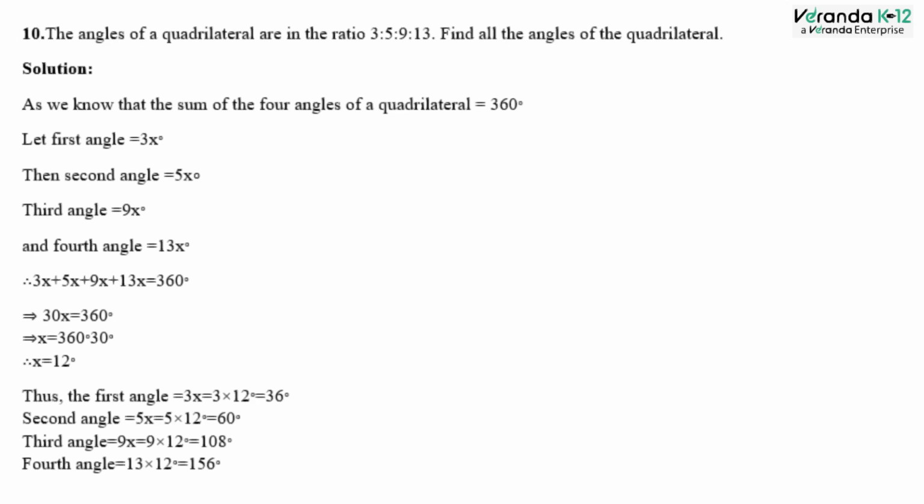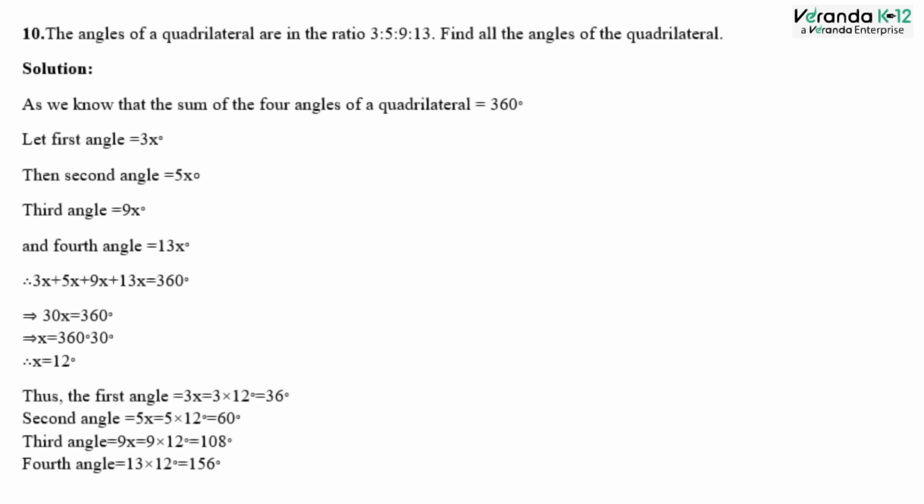To find the answer, as we know that the sum of the four angles of a quadrilateral is equal to 360 degrees, let us take the first angle as 3x degrees, second angle as 5x degrees, third angle as 9x degrees, and fourth angle as 13x degrees. Solving for x, we will get the value of x is equal to 12. Therefore, the first angle is equal to 36 degrees, second angle is equal to 5x which is equal to 60 degrees, third angle is equal to 9x which is equal to 108 degrees, and the fourth angle would be 156 degrees.